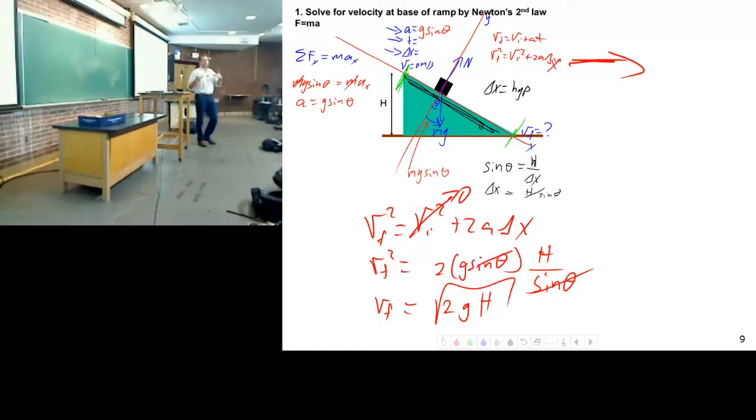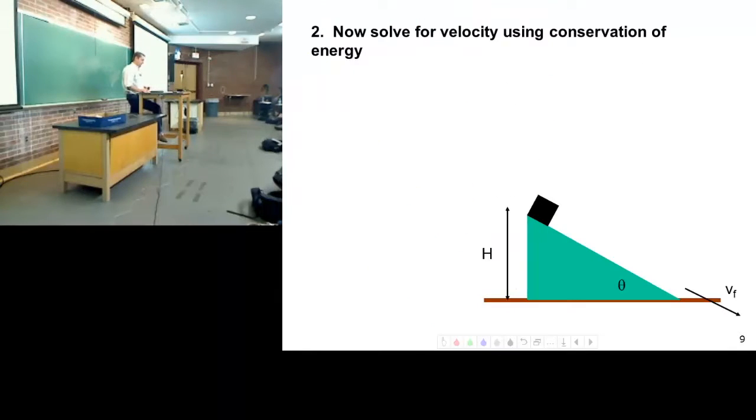Now, it's a whole lot easier watching me solve this problem, right? But would that have been an easy problem for you to solve? Many of you would have struggled with that one. It would have taken quite a while to solve it. Some of you could have rattled it off very quickly. But even if you could do it quickly, it's not the easiest way to solve it. So let's use energy. Let's use conservation of energy.